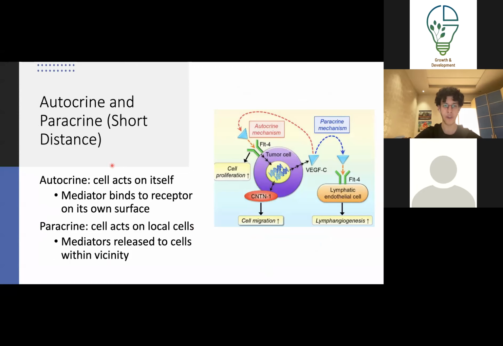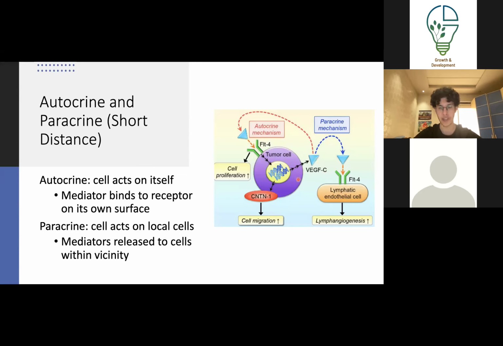Now let's talk about autocrine and paracrine. Autocrine, simply, the cell signals to itself. It sends a ligand and binds to itself. Paracrine is very similar. The only difference is that the receptor is on a local cell, so a cell within its vicinity. Let's look at this example. We have tumor cells, which come from cancer, and they release this ligand called VEGF. VEGF will bind to this receptor called FLT4. It can do it on a tumor cell, and that would be autocrine, or it can do so on the lymphatic endothelial cell, and that would be paracrine, because they're within the vicinity.